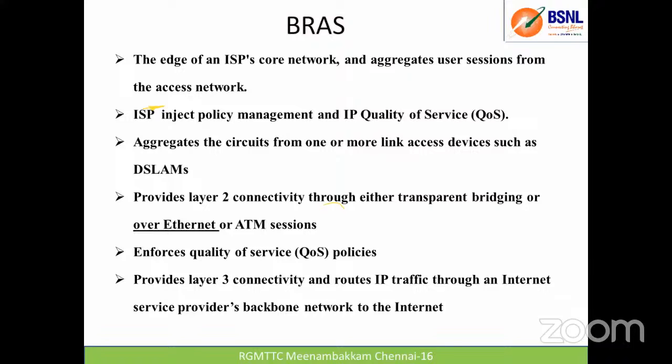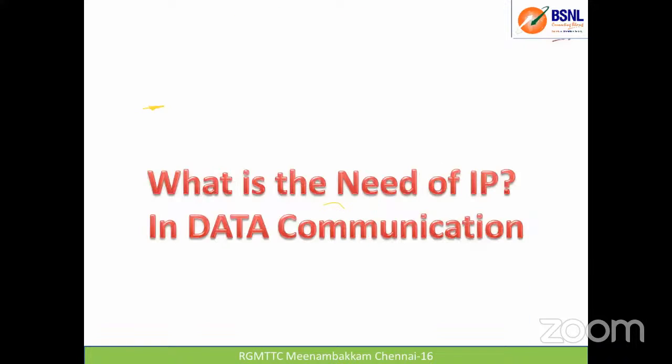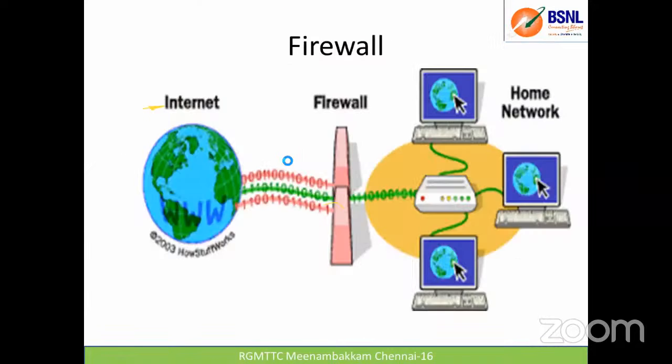In the first architecture itself, we have seen that the BRAS or BNG is connected to a provider edge router. That is, actually it is connected to an access node, which is nothing but a DSLAM. We are having different DSLAMs. Sometimes these different DSLAMs are connected to a BRAS, and this BRAS is connected to a provider edge router.